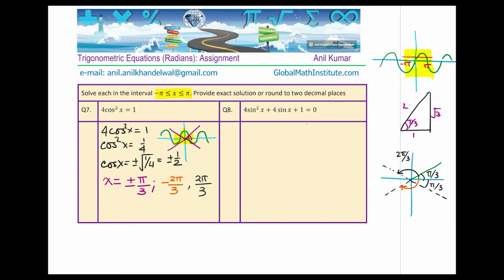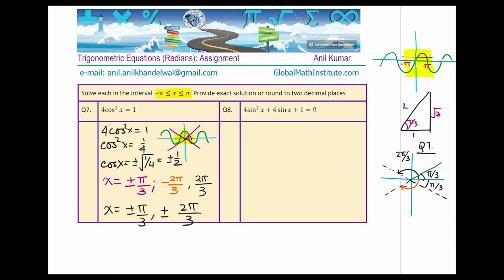So you can write down these four answers and you get x value as equals to plus minus pi by 3 and plus minus 2 pi by 3. Is that clear to you? As shown here for cosine function, right? So this is for question 7. Now let's look into question number 8.